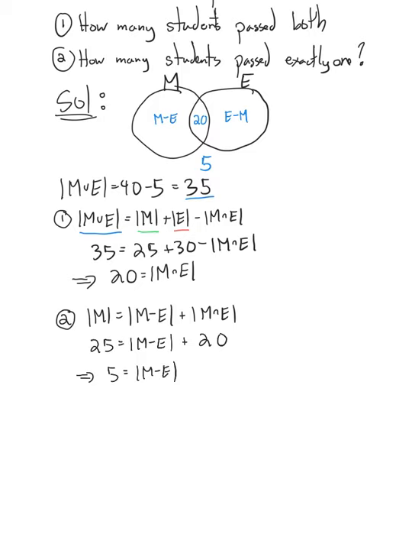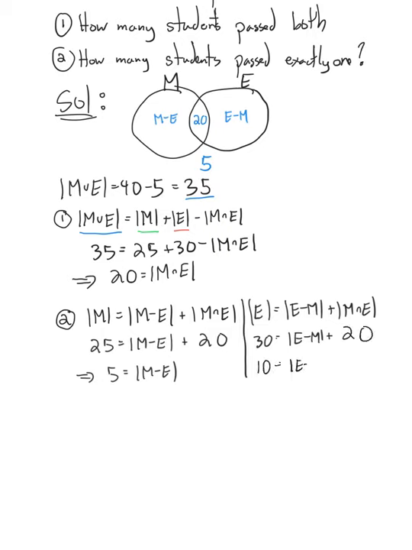Excellent. And similarly, E is E minus M plus the intersection of M and E. Again, we know both. So E is 30. We don't know E minus M, but we do indeed know the cardinality of the intersection, which is 20. So that tells us that 10 is the cardinality of E minus M. And then the question is asking, how many students passed exactly 1?